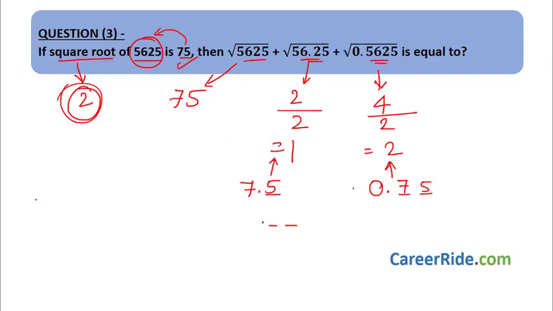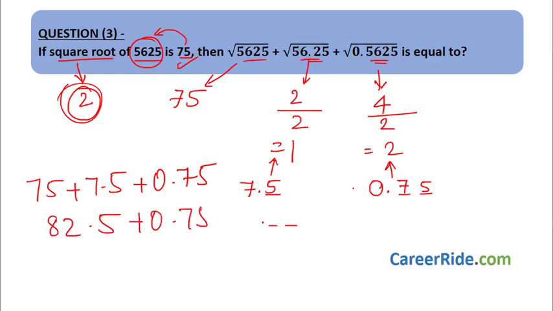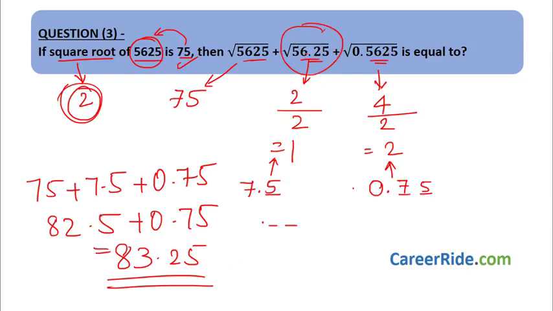So the answer would be nothing but 75 plus 7.5 plus 0.75. That would be 75 plus 7.5 is 82.5, plus 0.75, we'll have 5 over here, 2 over here, dot, 3, 83.25 is the answer. Did you understand what we did over here? 5625 is nothing but the square of 75.